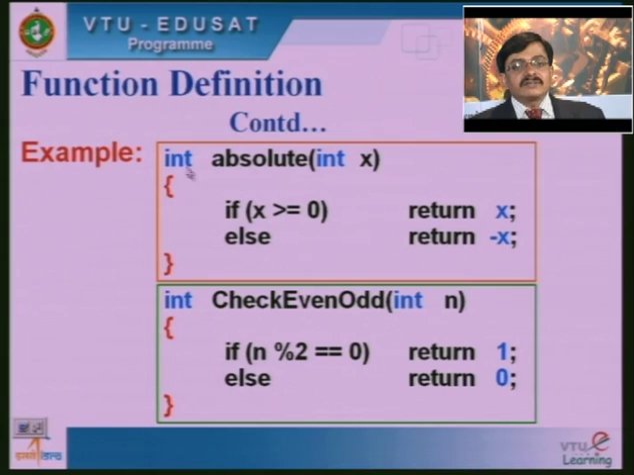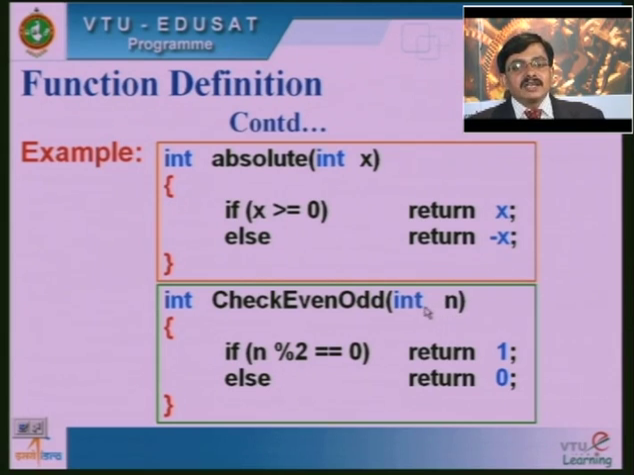Now, let's look at another function. The name of this function is check_even_odd. It is going to check whether a number is even or odd. It is again taking an integer type of data. Here we can specify any names, like a normal variable declaration. I can declare any name here.